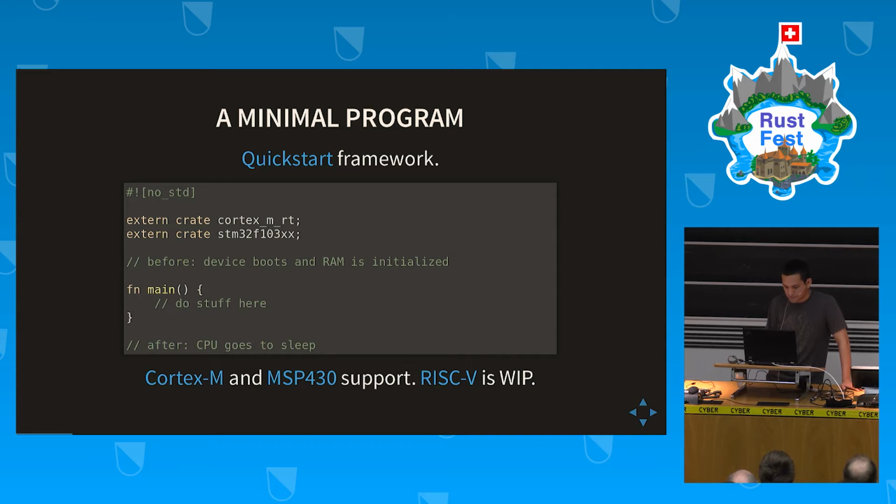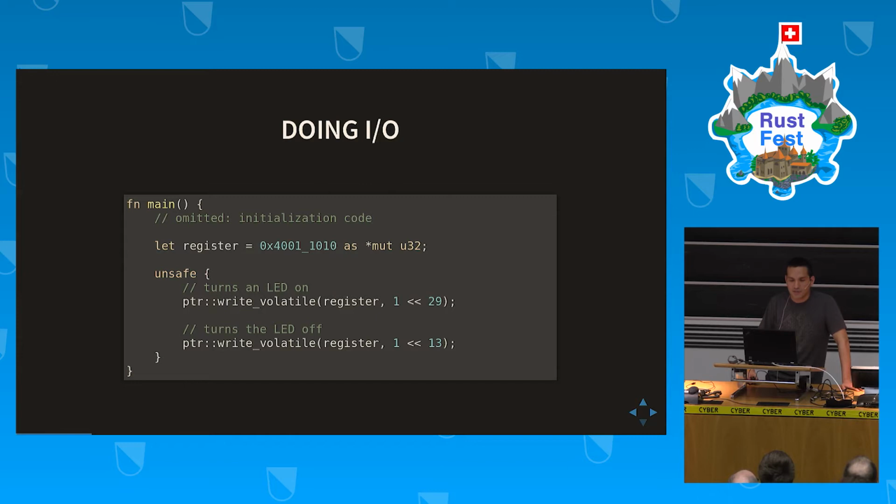Next, how we do I/O on a microcontroller. Basically, we just have to write or read memory, a special region of memory called peripheral memory. So this program does two write operations, and the first one will turn an LED on, and the second one will turn it off. This approach to I/O is called memory mapped I/O.